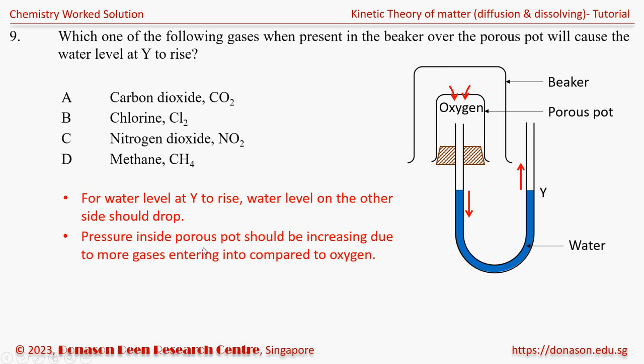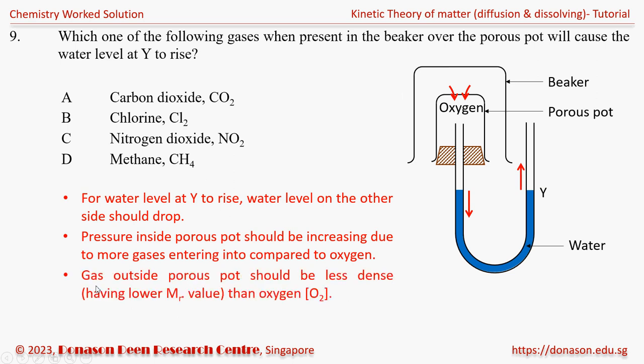And pressure inside the porous pot should be increasing due to more gases entering compared to the amount of oxygen that is getting out. And the gas outside the porous pot should be less dense, having a lower Mr value in comparison to oxygen gas. If it is less dense, it will get in faster in comparison to oxygen getting out of the porous pot. So out of these four options, we are looking for a gas which has a lower Mr value compared to that of oxygen.